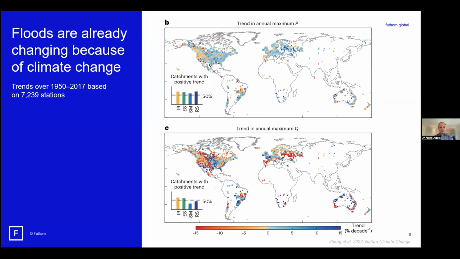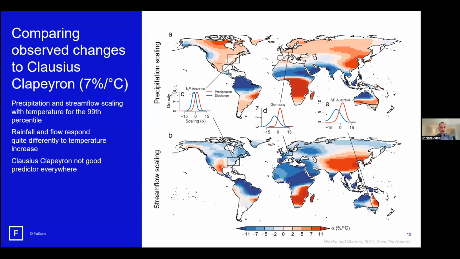So because we don't have good data in many parts of the world, there is sometimes the temptation of using the Clausius-Clapeyron relationship to project changes under current and future climate. Next slide, please. And this paper here explored whether it's realistic or not to use Clausius-Clapeyron to predict changes worldwide. So here they did not look at trends, they looked at the change in extreme flow and precipitation at the top per degree Celsius of warming.